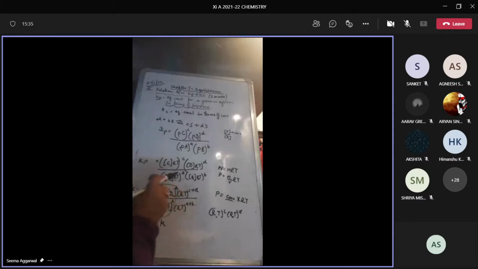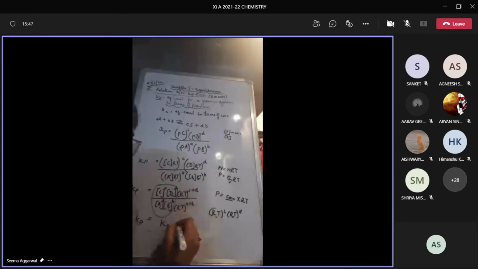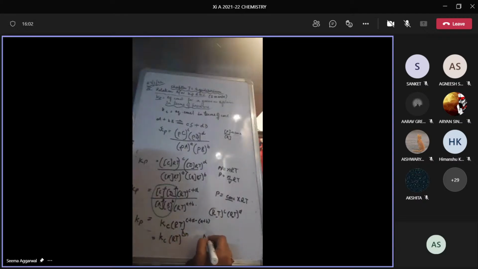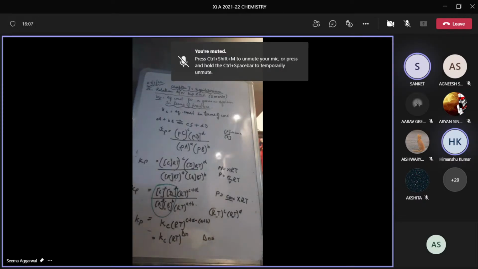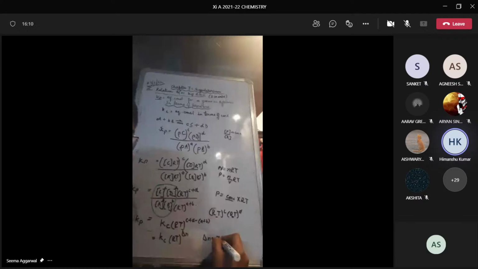Yes. Okay. Now the one which I have circled with green, this is equal to Kc. We all know Kc means concentration of products upon concentration of reactants raised to the power stoichiometric coefficient. And in this case, RT C plus D minus A plus B, that is products minus reactants. So I can write Kc RT delta Ng. What is delta N? Moles of products minus number of moles of reactants.